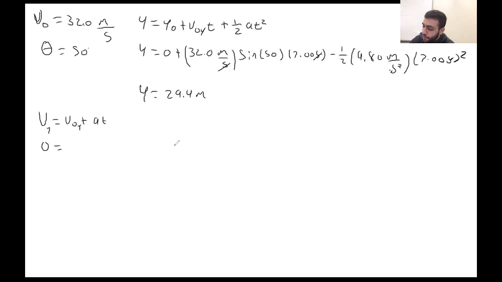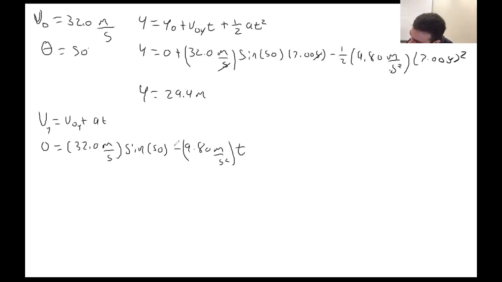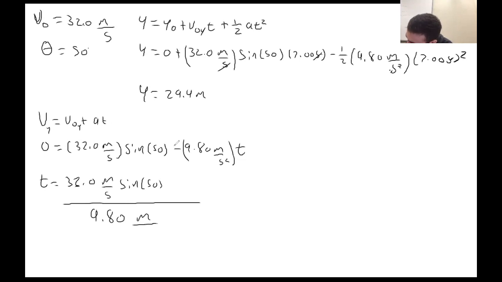So we determined that v naught y earlier was 32.0 meters per second times sine of theta, which is 50 degrees. And so we're going to subtract that by 9.80 meters per second squared, because that's acceleration due to gravity, times t, our unknown. Using some algebra, we can determine that t is equal to 32.0 meters per second times sine 50 divided by 9.80 meters per second squared.